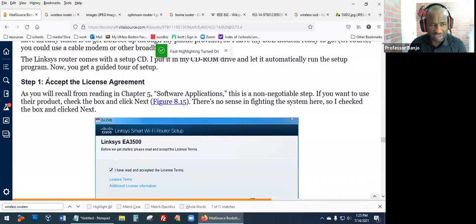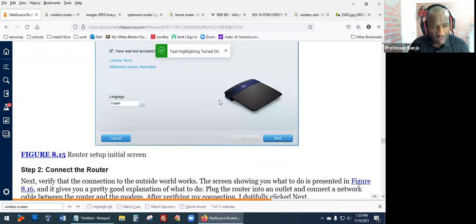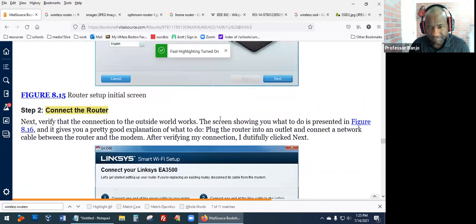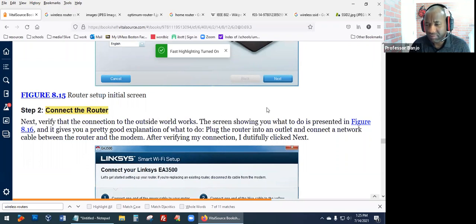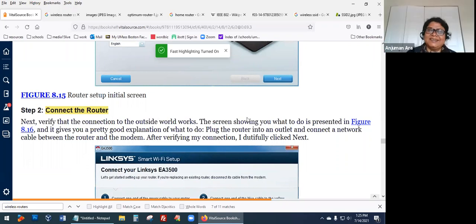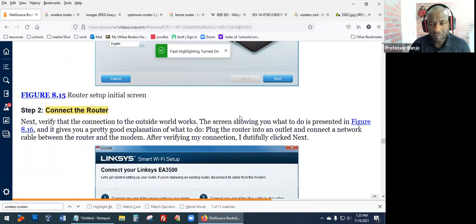And then all the steps, accept the license agreement. You connect the router. Has anyone here connected a router before by yourself? Any of you guys? May, did you connect a router yourself? No. Anjuman, did you connect a router before yourself? Yes, we connected in our country, Bangladesh. We have a router, but I didn't connect it. My husband connected it.